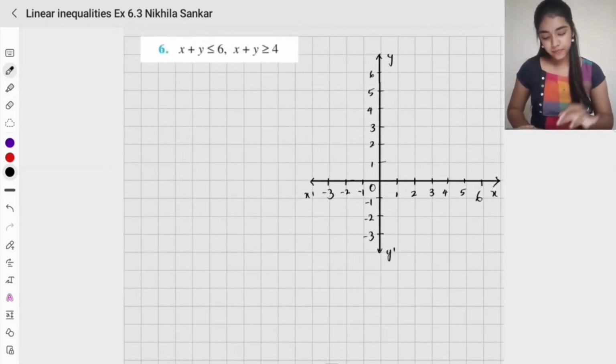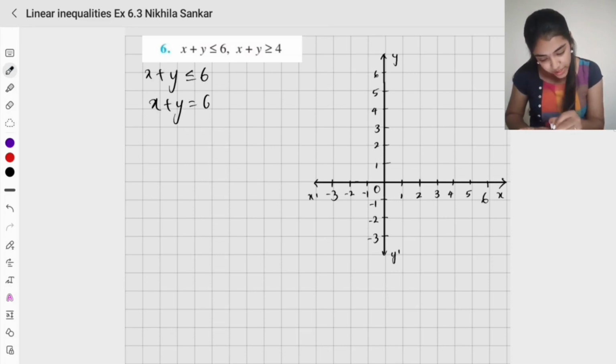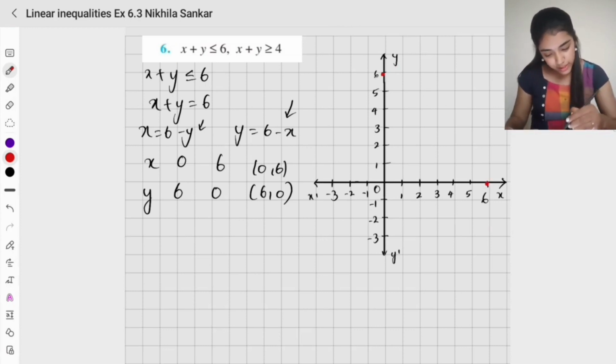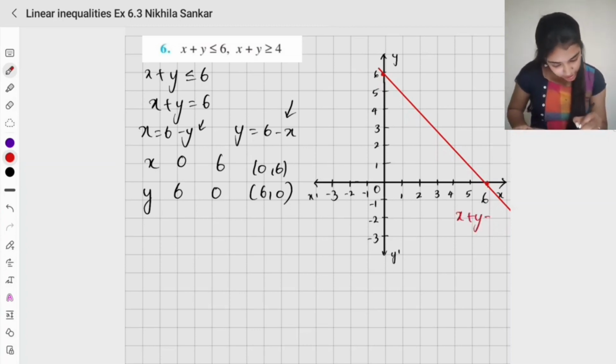Question number 6. x plus y less than or equal to 6. இப்போ slack inequality வந்தாச்சு. So x plus y less than or equal to 6. x plus y equals 6. x is equal to 6 minus y. y is equal to 6 minus x. இப்போ x க்கு y க்கு value, x is equal to 0, y is going to be 6. When y is equal to 0, x is going to be 6. So solution என்ன? 0, 6 and 6, 0. I'm going to plot this. So 0, 6 is going to be here and 6, 0 is going to be here. I'm going to join the line. So this equation is x plus y equals 6.